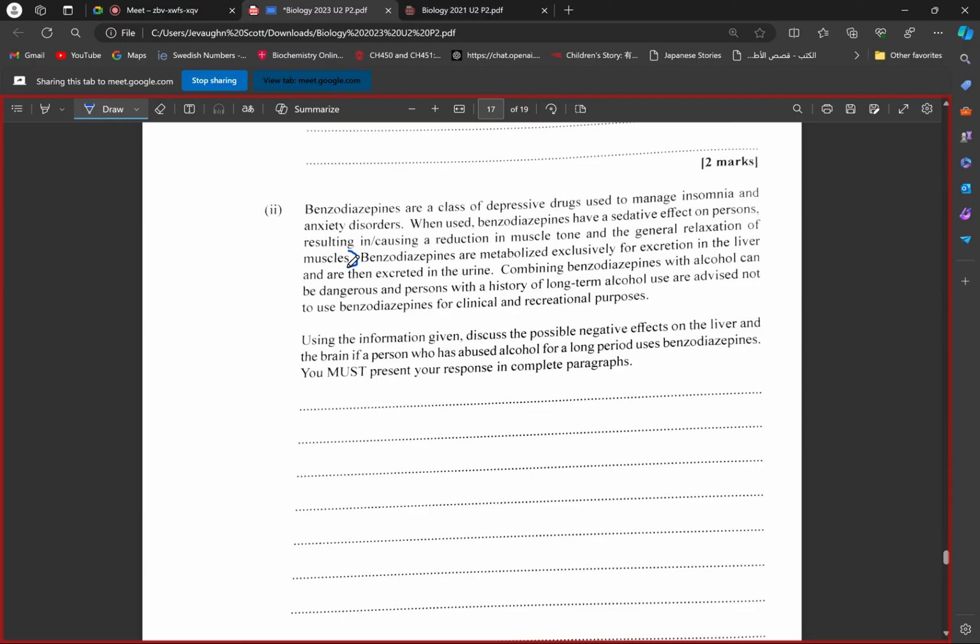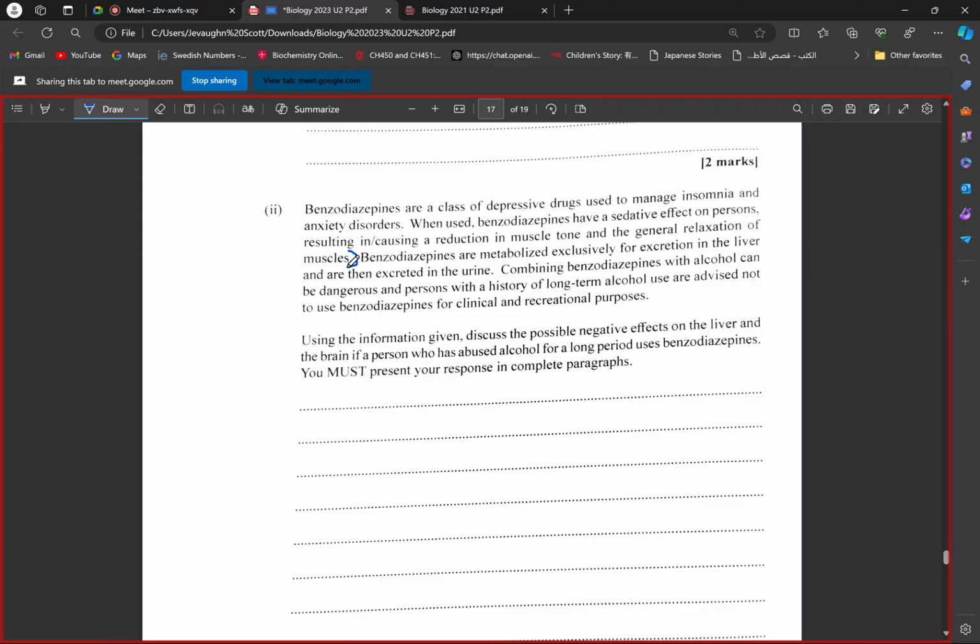Let's say that person has long-term alcohol abuse, leading to probably alcoholic hepatitis, then fibrosis, and then developing this cirrhosis. What will happen to the benzodiazepine when it's taken? Is it going to be broken down efficiently? No. And we see that the benzodiazepine has these relaxing effects on muscles, and it reduces muscle tone, so it reduces the muscle mass on the person.